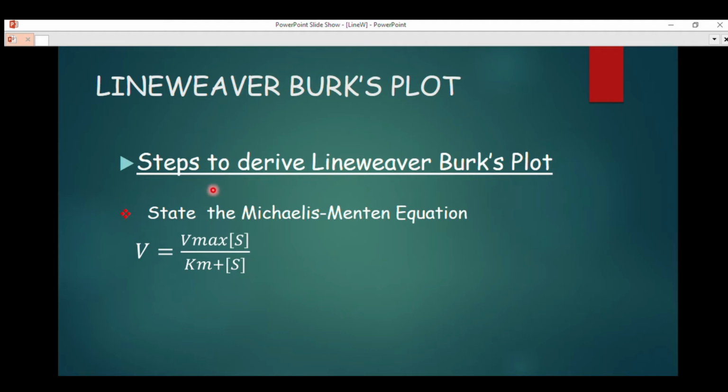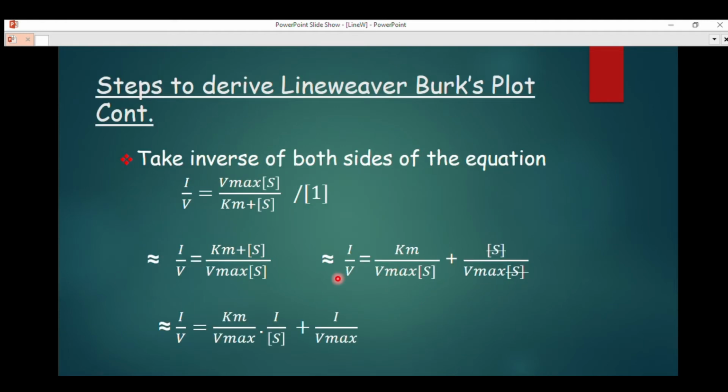So the first step in deriving the Lineweaver-Burk plot is to state the Michaelis-Menten equation. From enzyme kinetics, the Michaelis-Menten equation is given by V, which is the velocity, equals Vmax, which is the maximum velocity, times substrate concentration divided by Km, which is the Michaelis constant, plus the substrate concentration S. After stating the equation, let's see what to do next.